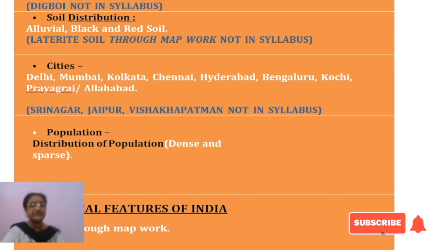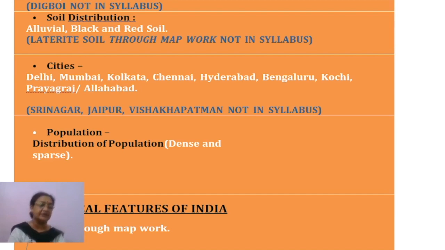Then come to population. Regarding population, generally the question comes like: in the southern region, in South India, mark one densely populated state, or mark one sparsely populated state in the northeast, right? So in this manner you have to practice the dense and sparse population in the case of India.